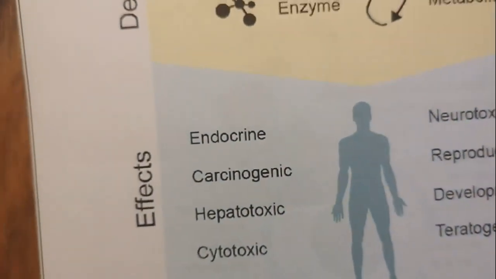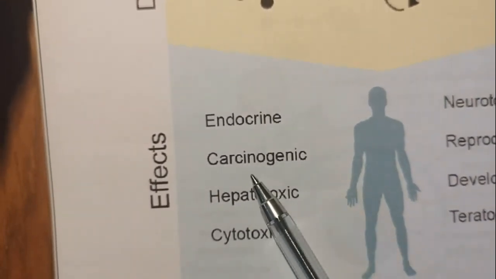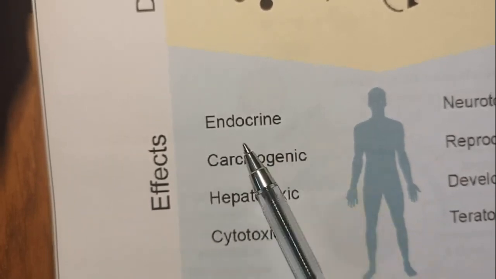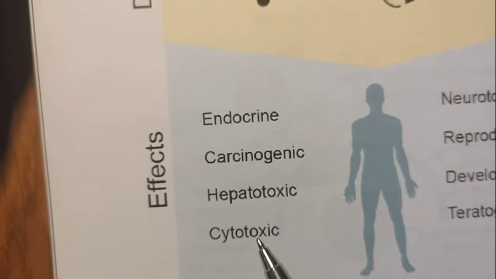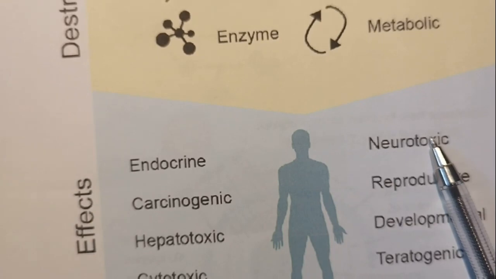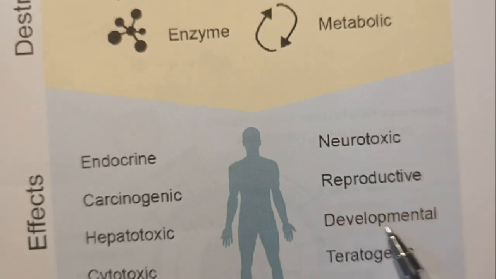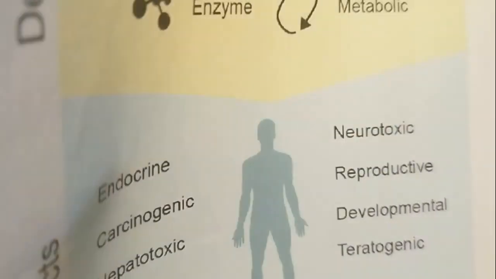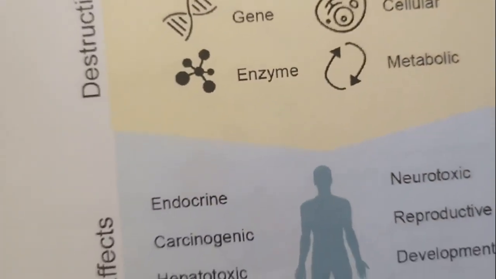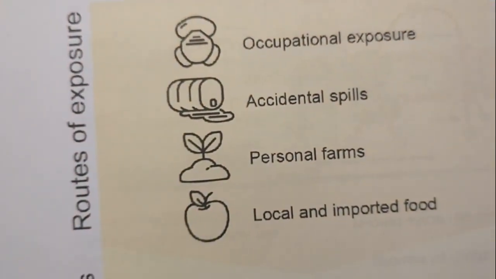And what effects do they cause? They can damage our endocrine systems, they can be carcinogenic, that means they can cause cancers, hepatotoxic, that is liver toxicity, cytotoxic, that is toxic to the cell, neurotoxic, that is toxic to the brain, toxic to the reproductive system, they can affect the growth, that is the developmental system, and teratogenic, that is the word teratogenic.